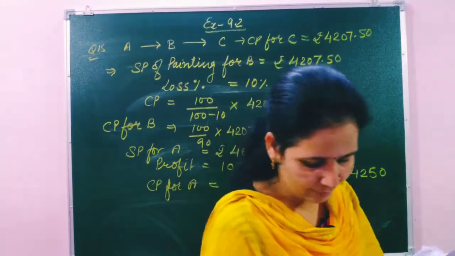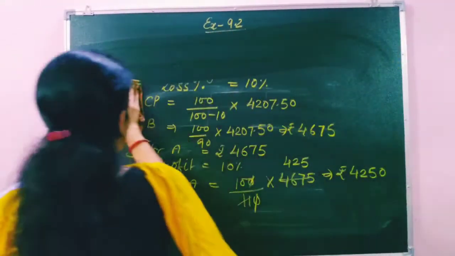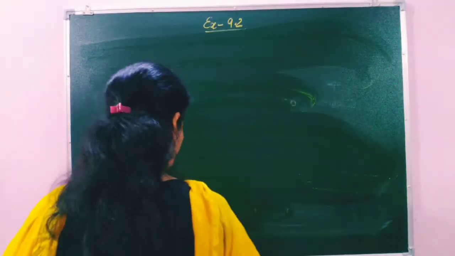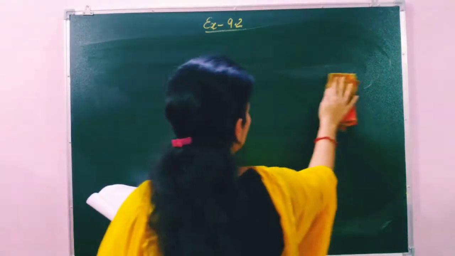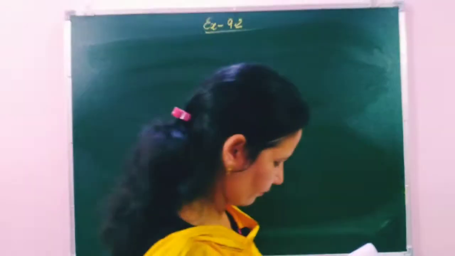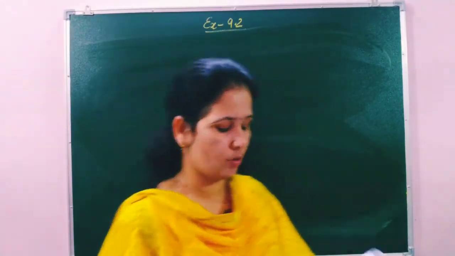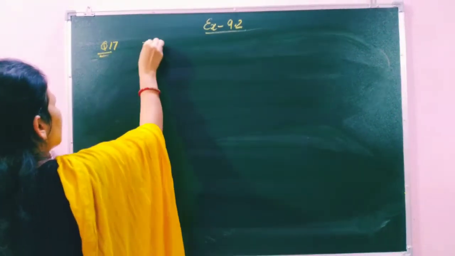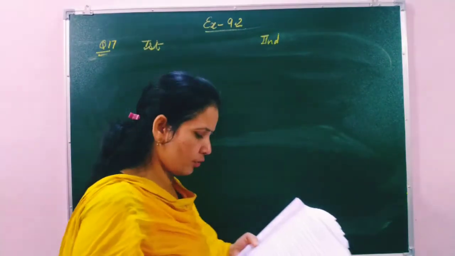Now come to question number 17. In question number 17, they have given that Juhi bought 2 sarees. Okay, then we write how many sarees she purchased: 2. So here is the first saree and here is the second one, and she paid the same amount for both.